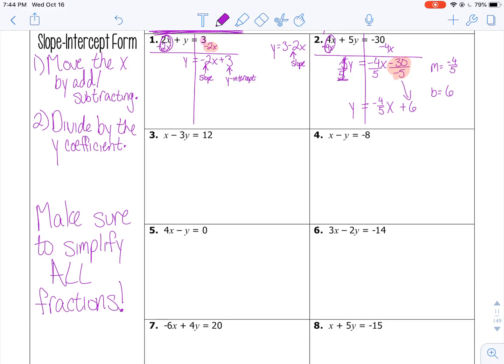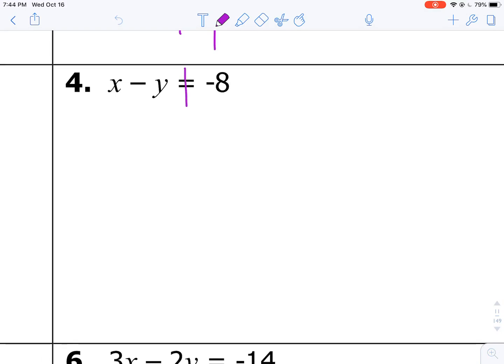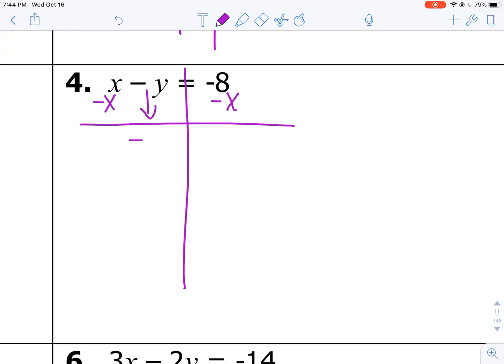Here is where we tend to make a few mistakes. It's problems like number 4, and something super similar to this was on your test. So I'm going to move my x, and I'm left with a negative y equals negative x minus 8. This negative got left off a ton on your test. Your guys' math was perfect, but you left off that negative, and it screwed you up for the rest of the time. If I have a negative y, that's really like saying negative 1.